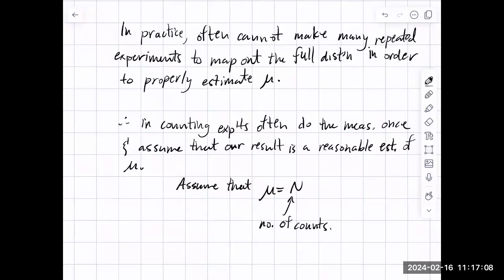And if we do that, we know the standard deviation is the square root of mu. So we assume that sigma is equal to the square root of n, if n is our best estimate of the mean. So that's why if you did the Brownian motion experiment where you had to count particles, I've been telling you to use as the estimated uncertainty in the number of counts, the square root of the number of counts. Okay, does that make sense? Was that clear enough? Yeah.